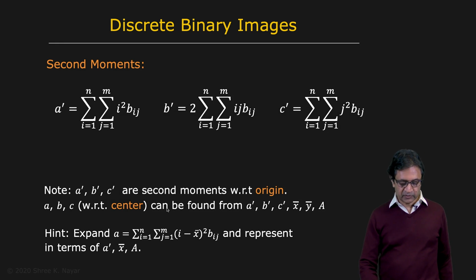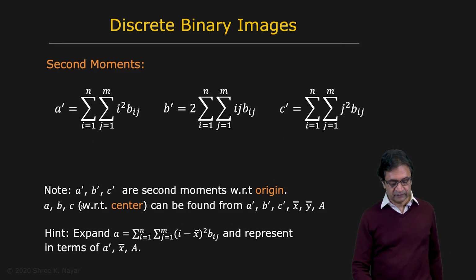It's a very simple expression here. If you write the expression for the moment with respect to the center and you expand it out, you can see that it can be expressed in terms of A prime, x bar, and A, and therefore all you need to do is to find A prime, B prime, C prime, and you can then find A, B, and C as well.